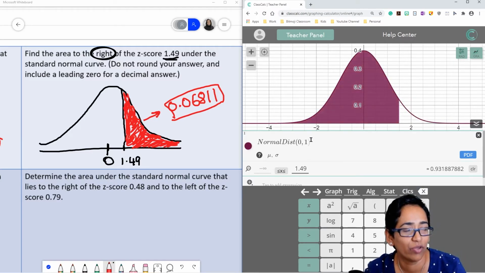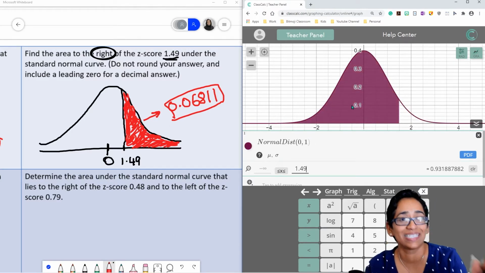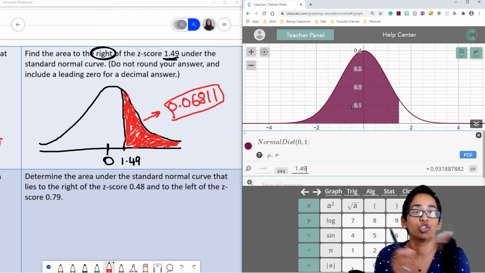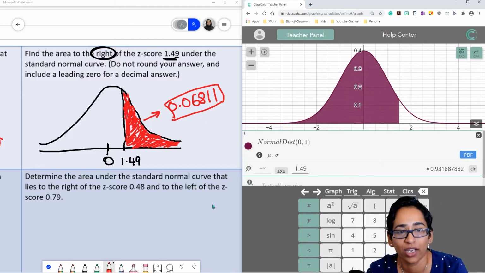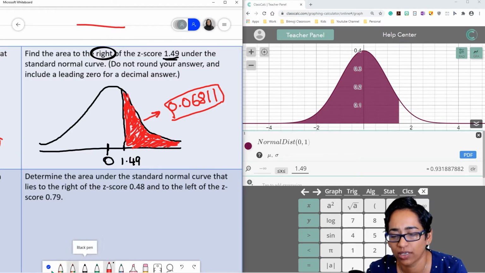1.49. Wait a minute. Your areas don't match. This is to the left and this is to the right. So change them, okay? Don't get worried. Just simply change them. And let's just look at the next one here.